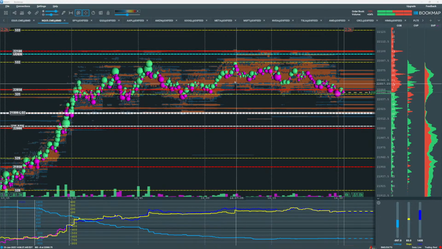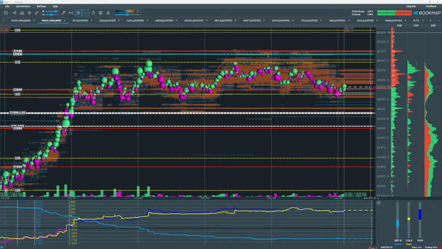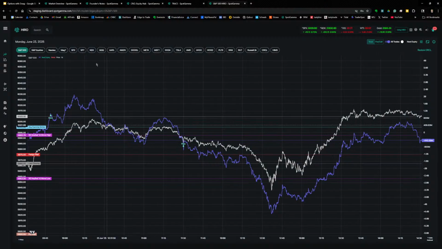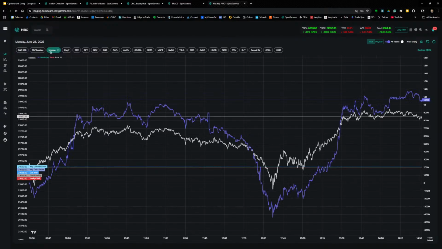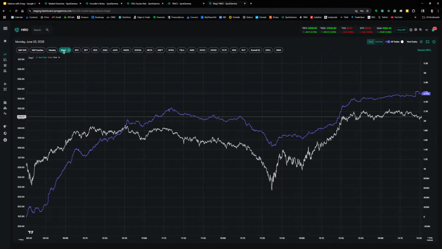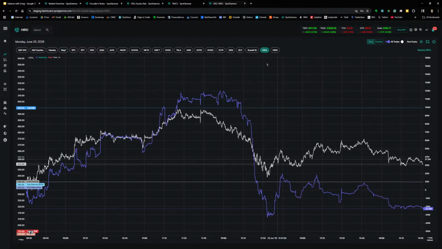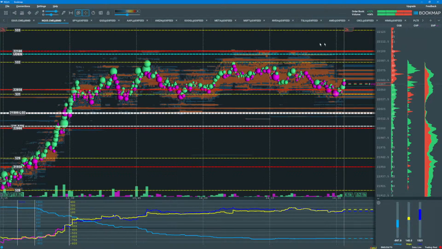We'll take a look at that in just a minute. We'll take a look at Hero for NASDAQ, then go to Circle. All right, Hero signal continues to move lower. Back to Bookmap, back to Circle.